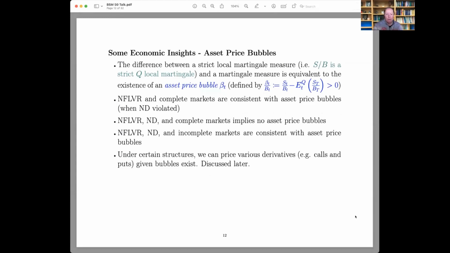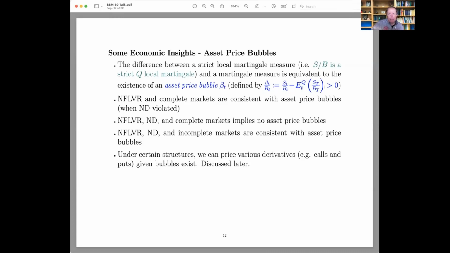And the one I mentioned earlier is asset price bubbles. In the generalization of the theory, the foundations, we actually realize that no arbitrage generalized only guarantees the existence of a local martingale measure. And if it's not a martingale, well, what does that mean? Well, it means that there exists what we call an asset price bubble. And that's the difference between the market price, which is S_t over B_t in the blue equation, minus the fundamental value, which is the expected discounted payoff from holding the asset until liquidation and not reselling it.